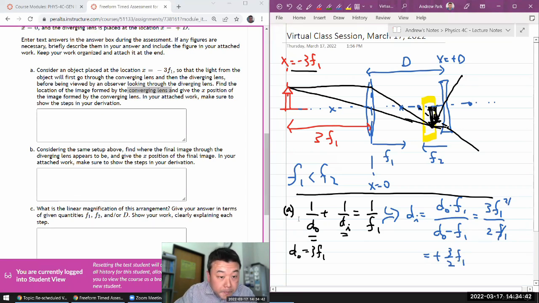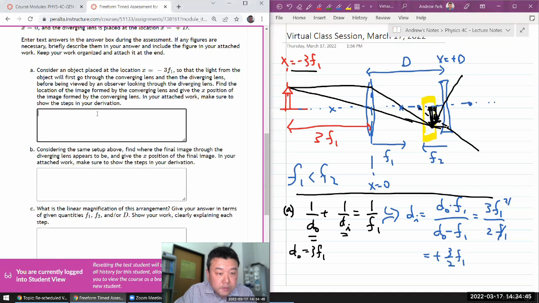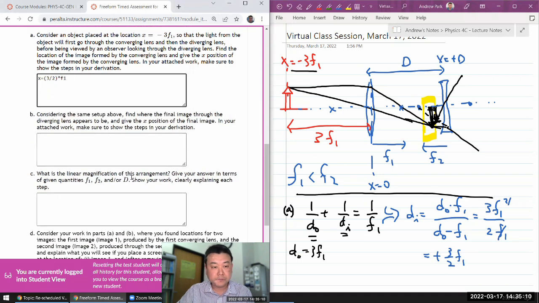Okay, find the location of the image: X is equal to 3/2 times F1. I think that's it. And all this is manually graded, so whether you enter it as F1 or F_1 doesn't really matter. I think I got into the habit of not putting subscripts because when you're programming, this is a much easier variable to work with. And then attach the work for diagram, lens equation, etc.